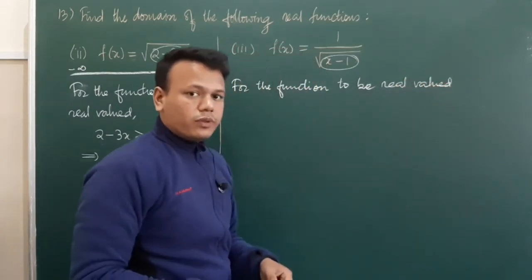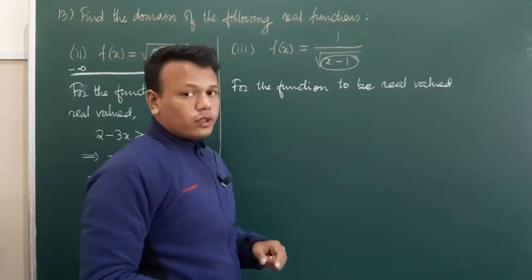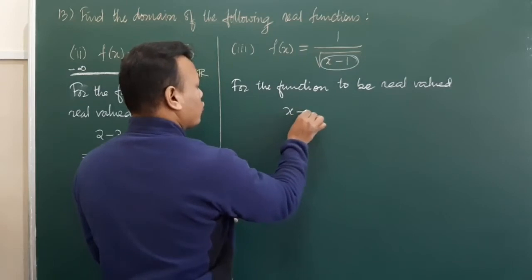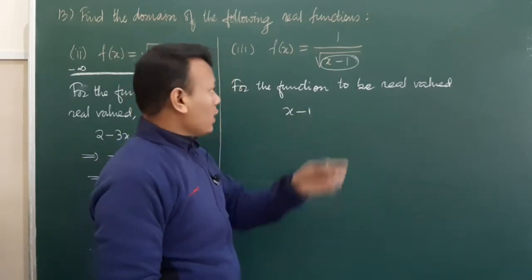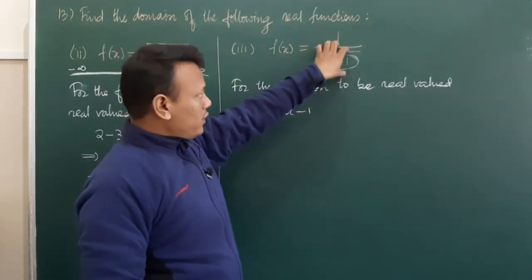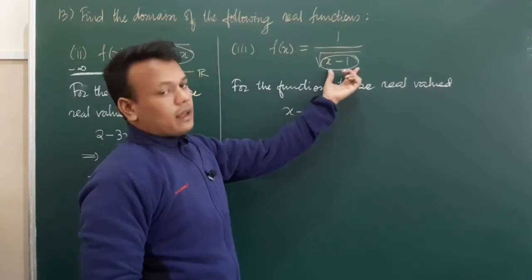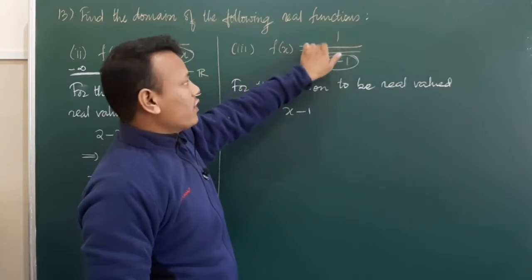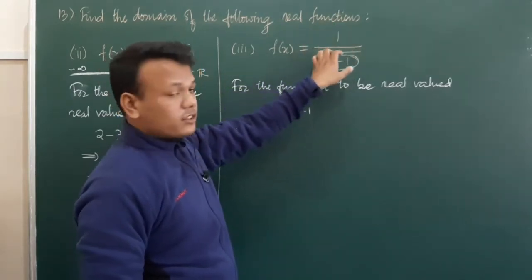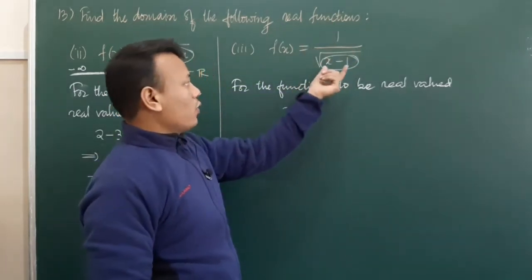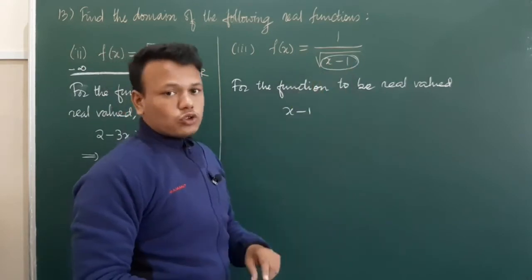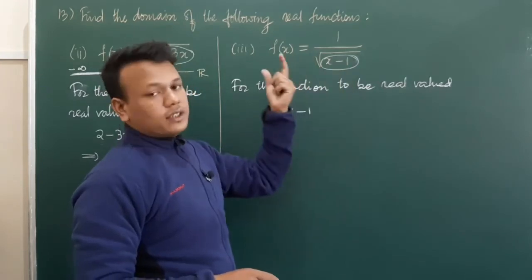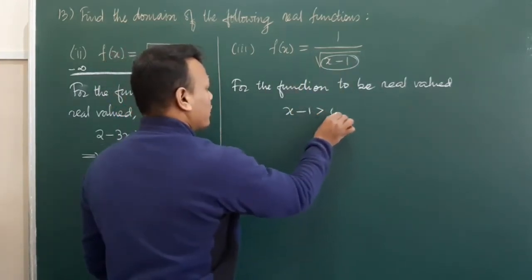So for the function to be real valued, what do we need to do here? We need to see whether this x minus 1 can be equal to 0 or not. Since this is in the denominator, we cannot have this equal to 0, because if I keep 0 in the denominator, then the function or this fraction becomes undefined, isn't it? So I cannot have this x minus 1 to be equal to 0, remember. So that's why this always needs to be positive, that is greater than 0.